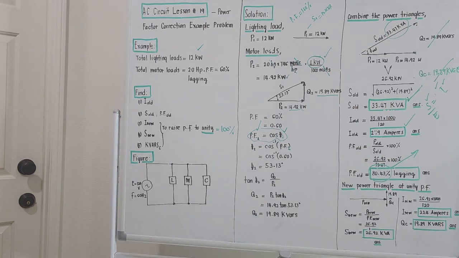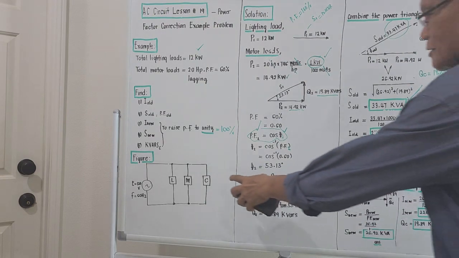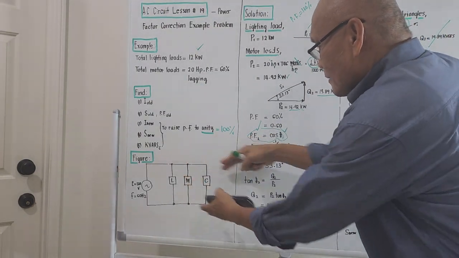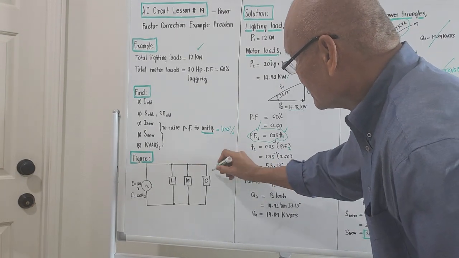80.43 is a little bit high, but if you could raise this to 100%, your utility company loves you, because you are helping them decrease the current consumption of the system. So to raise the power factor from 80.43% to 100%, we kill this 19.89 kilovars by connecting a condenser in parallel with the system. This is the condenser.